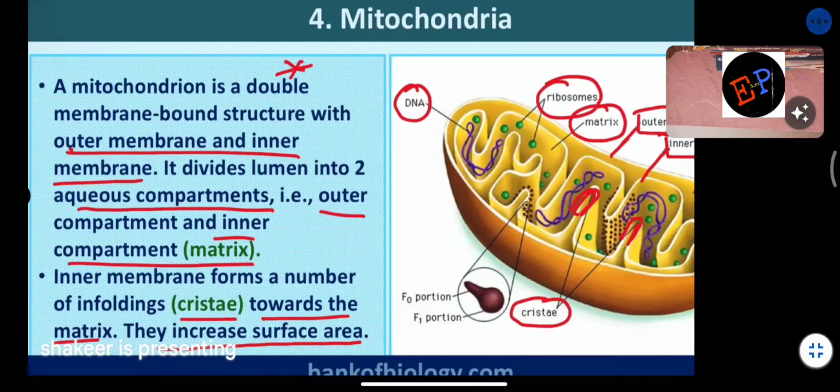DNA will be present, ribosomes will be present, matrix also will be present. Okay.